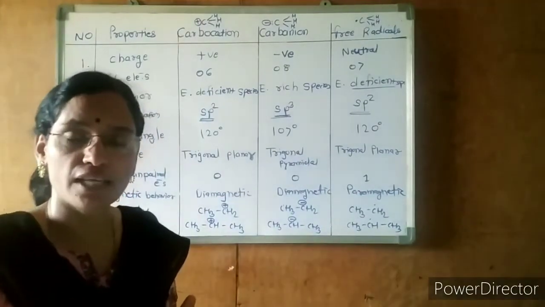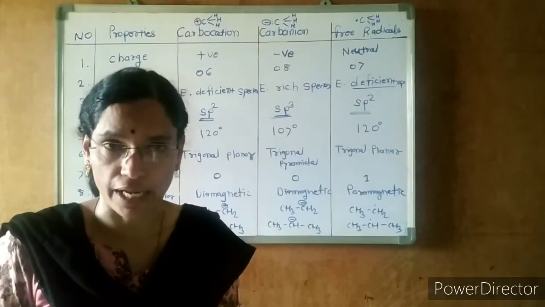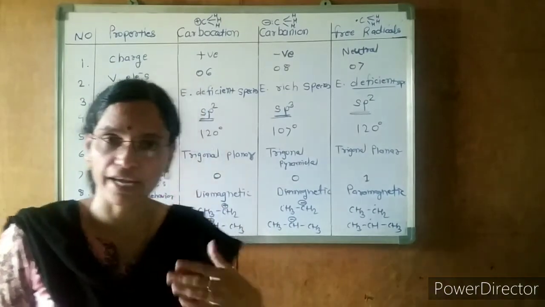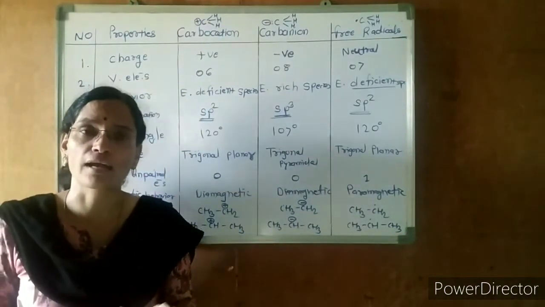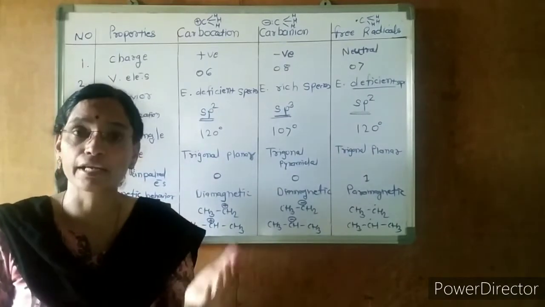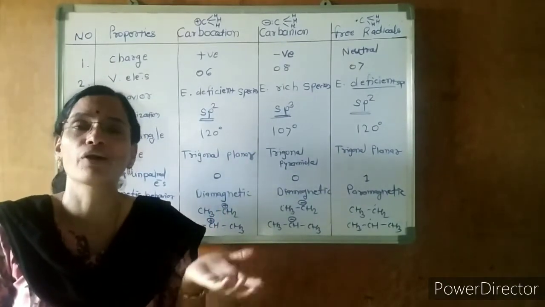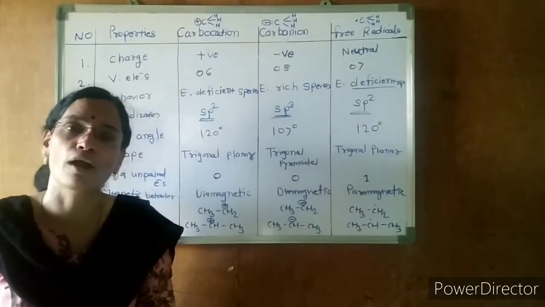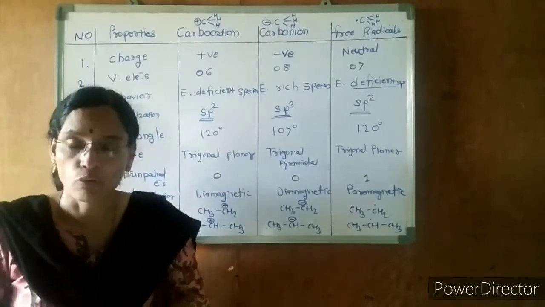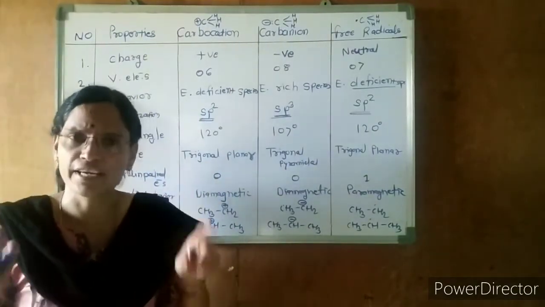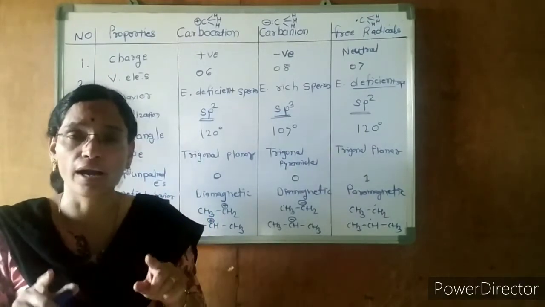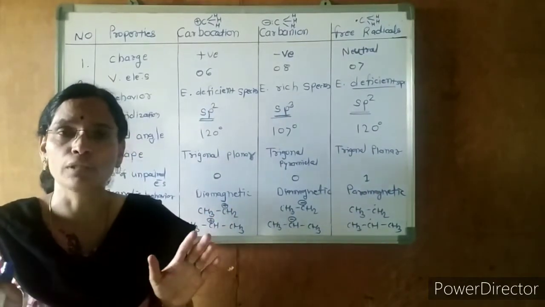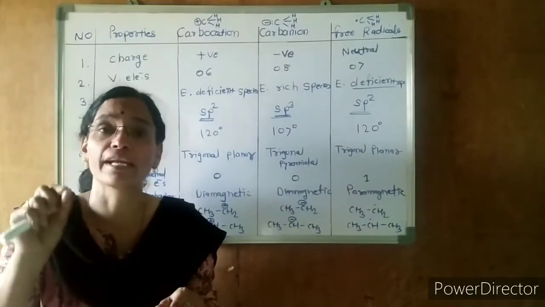If unpaired electrons are there, then it is called paramagnetic behavior. If no unpaired electrons are there, then it is called diamagnetic behavior. Diamagnetism and paramagnetism are both magnetic properties, and these depend upon the number of unpaired electrons. If unpaired electrons are present in the molecule, then the species is called a paramagnetic species. And if unpaired electrons are not present, then the species is called a diamagnetic species.